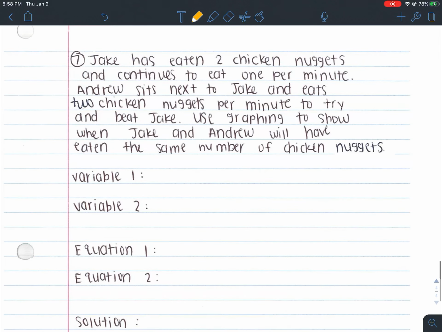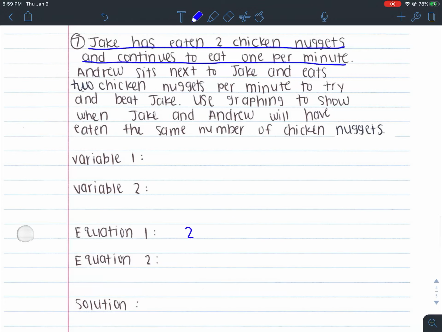Okay, now normally we want to identify our variables first, but it would be way easier to come up with the equations first and then come up with the variables. So let's come up with our equations first in this problem. So the first sentence I see is Jake has eaten 2 chicken nuggets and continues to eat 1 per minute. So he's eaten 2 already and he's eating 1 every minute. So I'm like, okay, well, he's already eaten 2 plus 1x because he's eating 1 each minute.